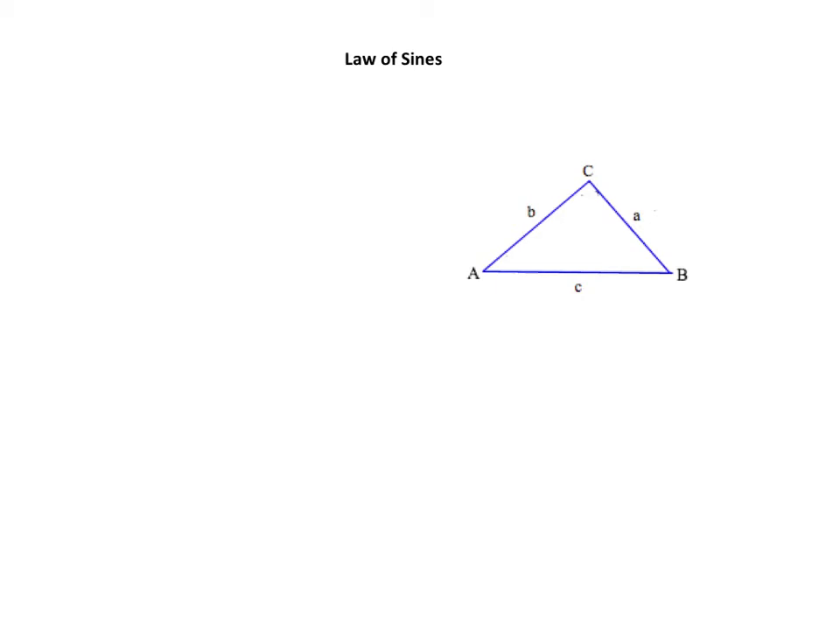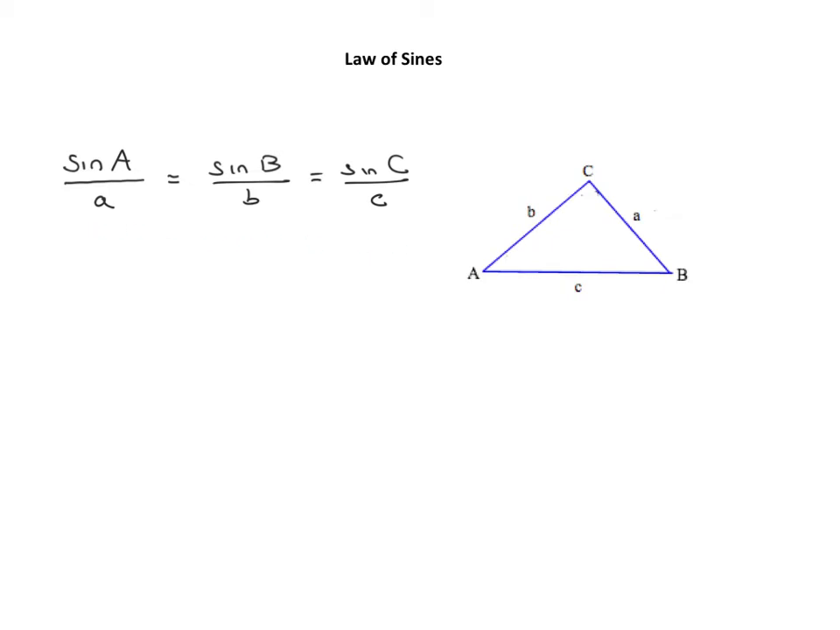The law of sines states that if you take the sine of an angle and divide it by its opposing side length, that's equal to the same thing for the remaining sides and angles. That is, it's equal to sine of B over b and sine of C over c. If you take those three values, they're always going to be equal in any triangle, not just a right triangle. We can use this law to solve any triangle that we'd like.